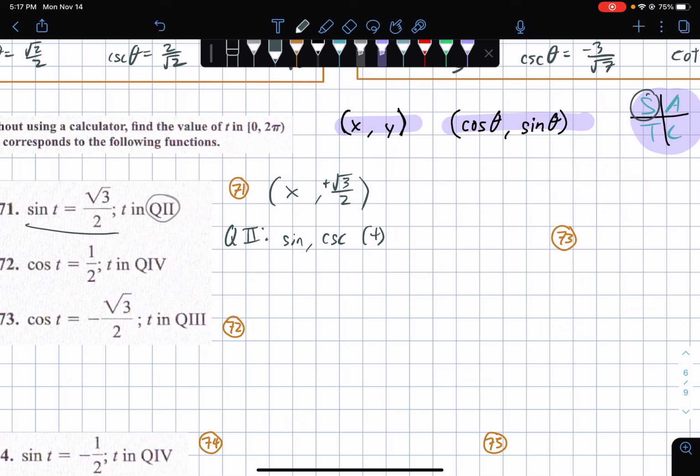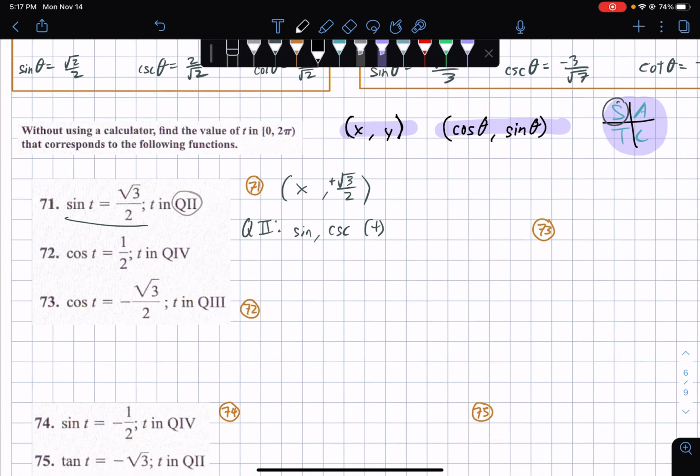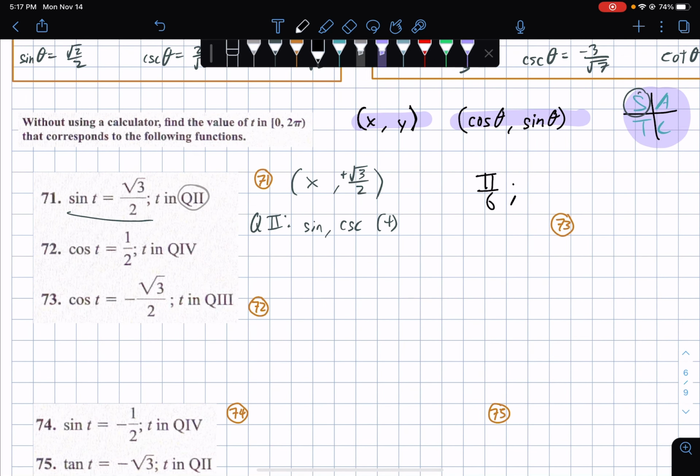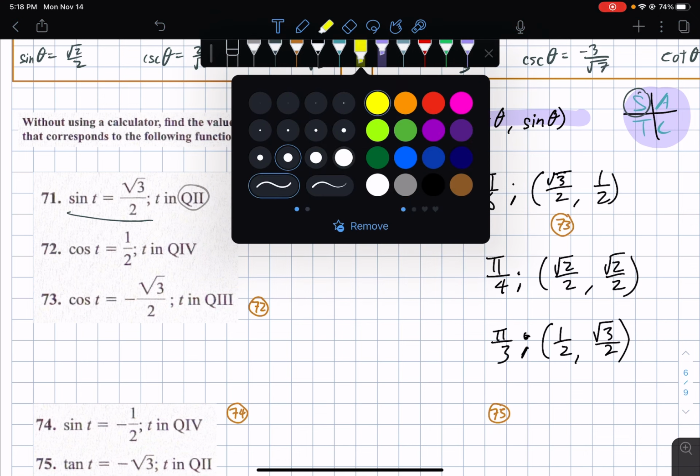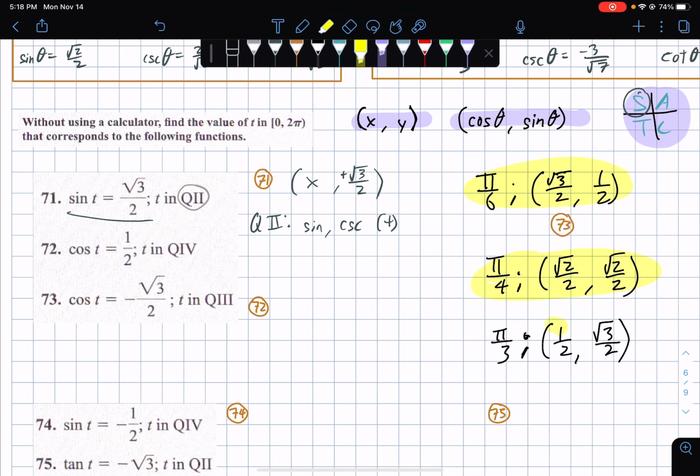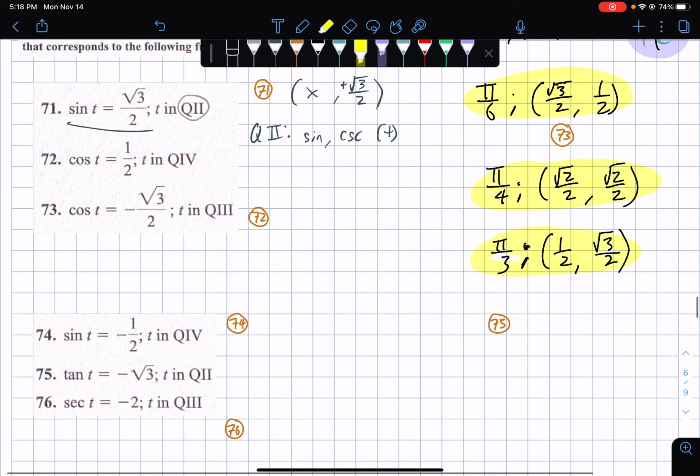So right now, what we want to know is that in the unit circle, a usual pi over 6 would have the points square root of 3 over 2 and 1/2. And pi over 4 would usually have the points square root of 2 over 2 and square root of 2 over 2. And pi over 3 would have the points 1/2 and square root of 3 over 2. You have to take note of these. All of these will serve their practical usefulness in answering the following numbers.